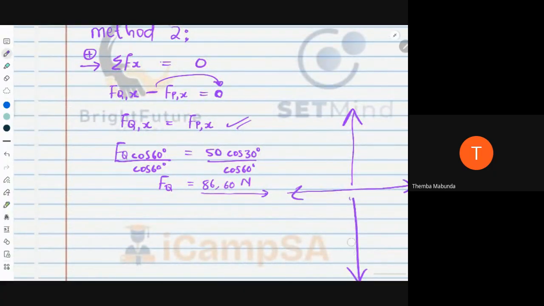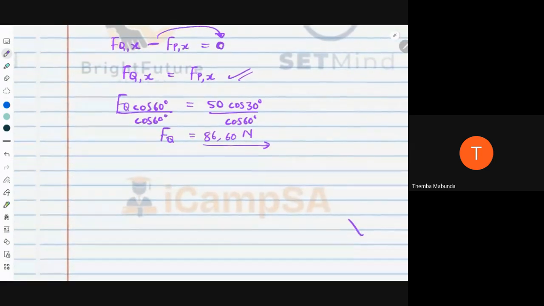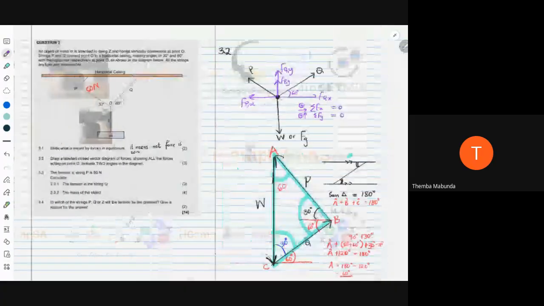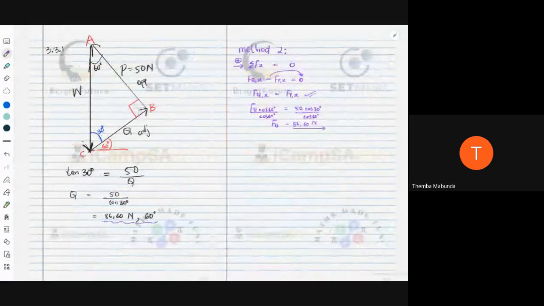Okay, so it works. So both methods work, okay? So now how do we find the mass of this object? 3.3.2.